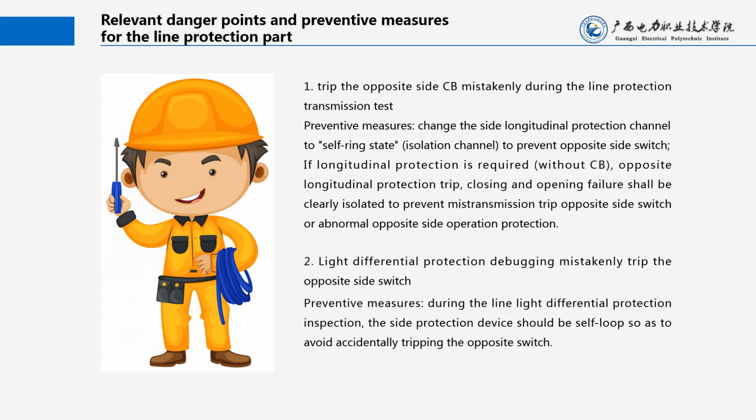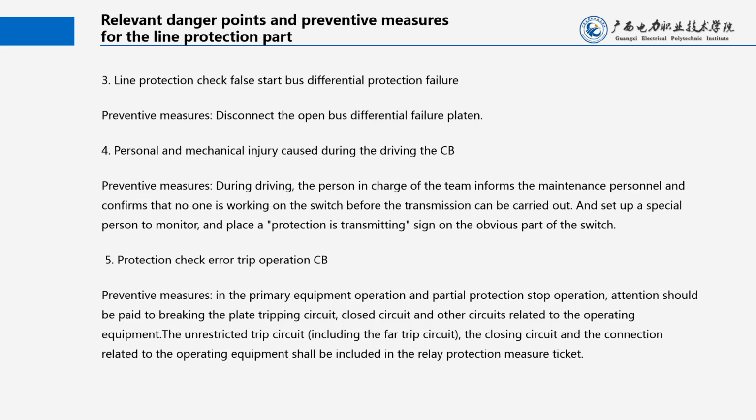2. Light differential protection debugging mistakenly trip the opposite side switch. Preventive measures. During the line light differential protection inspection, the side protection device should be self-looped so as to avoid accidentally tripping the opposite switch. 3. Line protection check false start bus differential protection failure. Preventive measures. Disconnect the open bus differential failure platen.